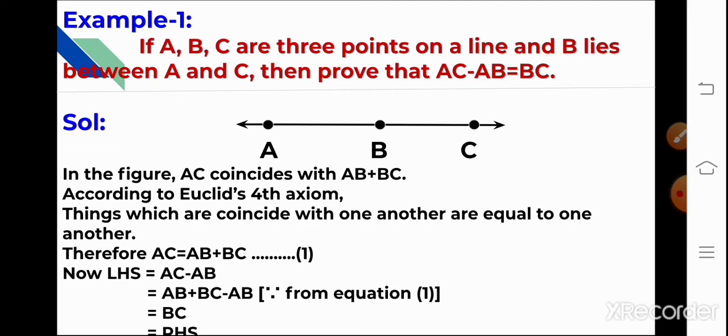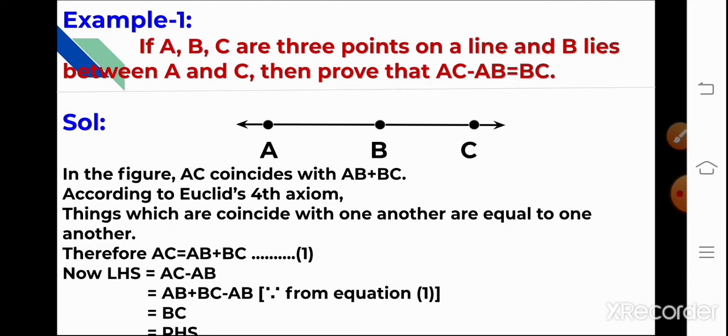Let us see the example problems. Example 1. If A, B, C are 3 points on a line and B lies between A and C, then prove that AC minus AB equals BC. Solution. In the figure, AC coincides with AB plus BC. According to Euclid's fourth axiom, things which coincide with one another are equal to one another. Therefore, AC can be written as AB plus BC. Call this 1. Now let us take LHS, that is AC minus AB.